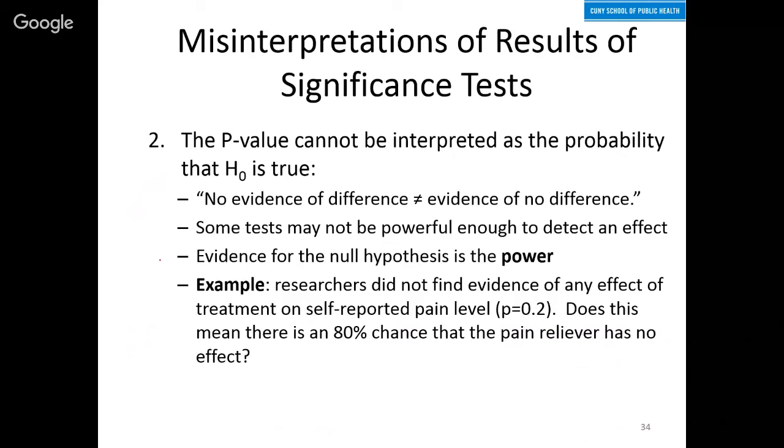Just by way of an example, researchers did not find evidence of any effect of treatment on self-reported pain, p-value of 0.2. Does this mean that there is an 80% chance the pain reliever has no effect? No, it doesn't mean anything like that. It just means we haven't found evidence of an effect.